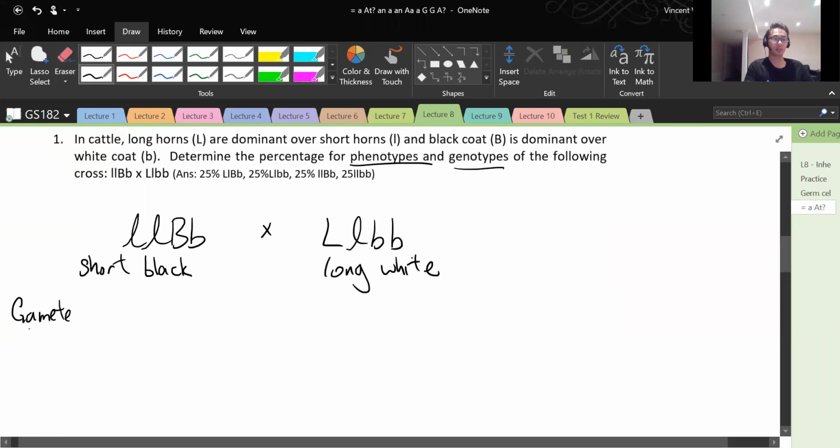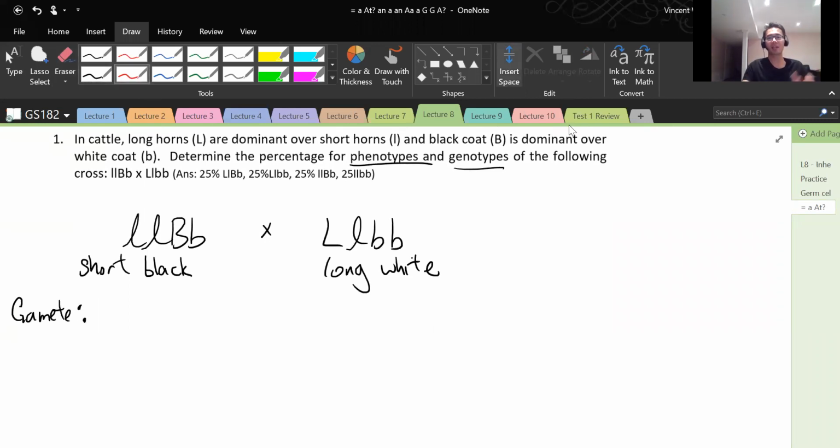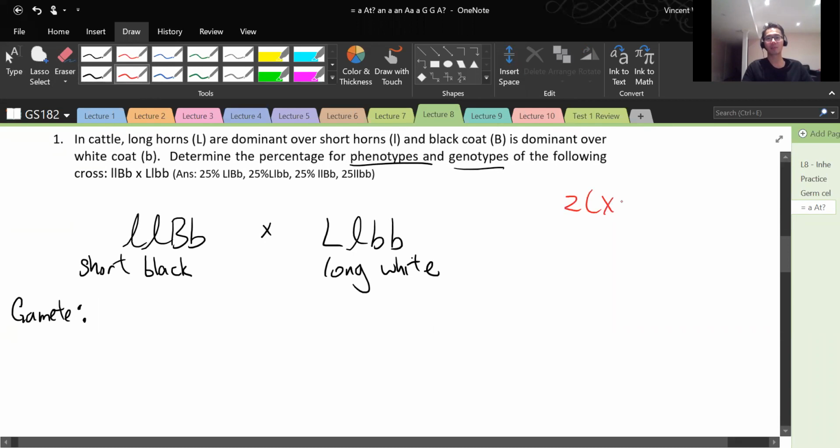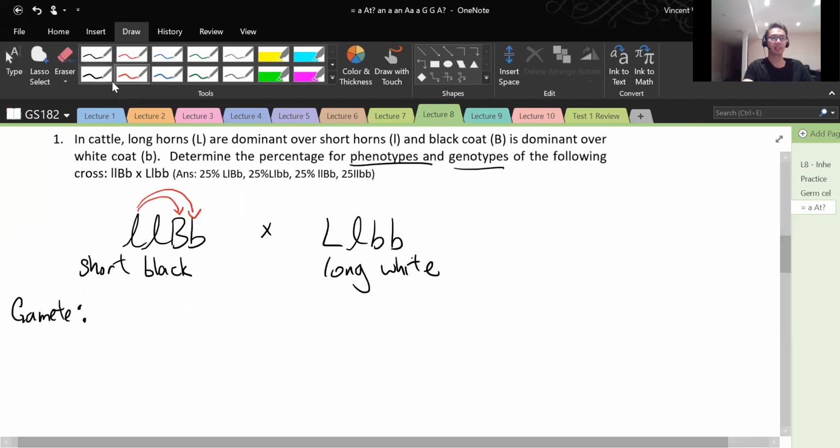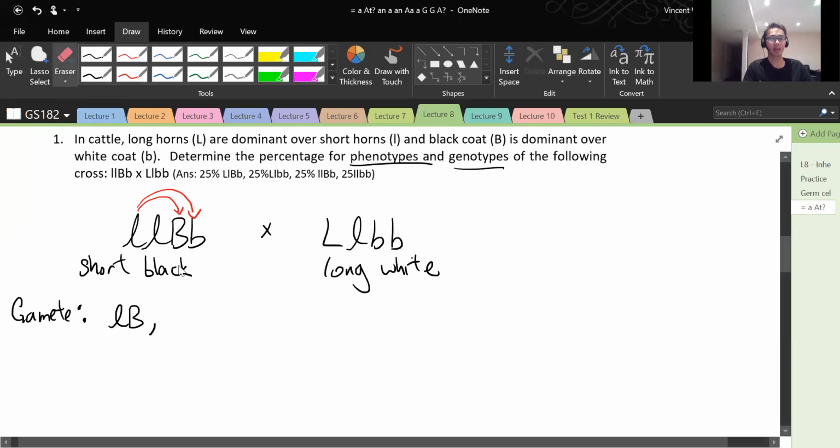they're gonna produce. It's kind of like math, you know, 2 times x plus 2. You're gonna take the 2 and distribute it into the bracket, right? I think you learned that in math already. So that's exactly what we're gonna do. We're gonna take each of the letters in the first part here, and distribute it to the second part. So we're gonna get small l, big B, and then small l, small b.